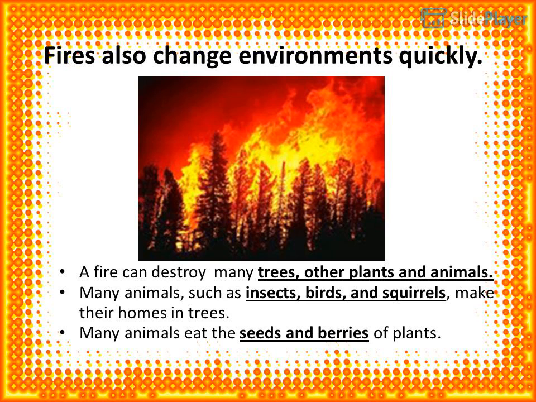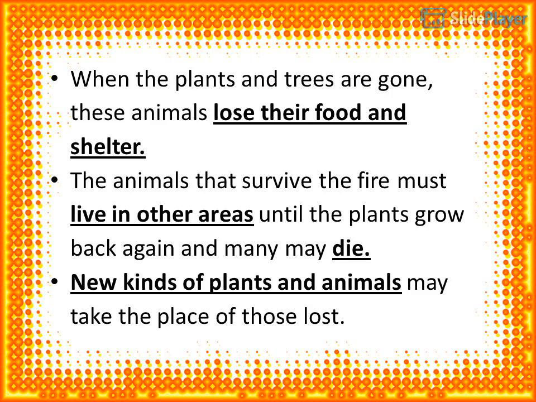Fires also change environments quickly. A fire can destroy many trees, other plants and animals. Many animals, such as insects, birds, and squirrels, make their homes in trees. Many animals eat the seeds and berries of plants. When the plants and trees are gone, these animals lose their food and shelter. The animals that survive the fire must live in other areas until the plants grow back again, and many may die. New kinds of plants and animals may take the place of those lost.